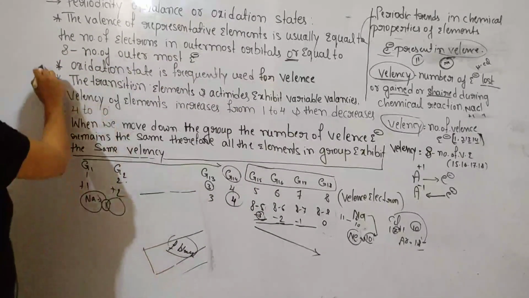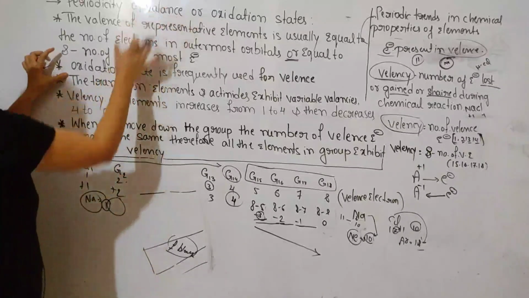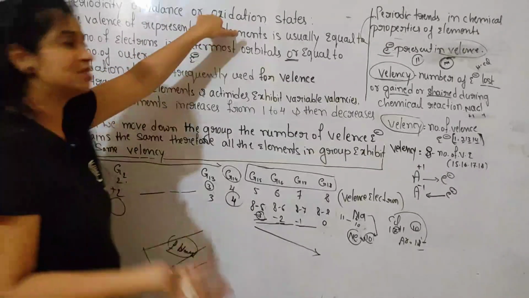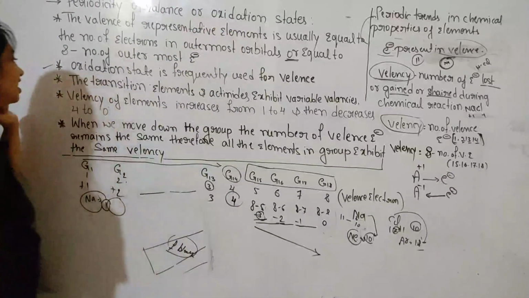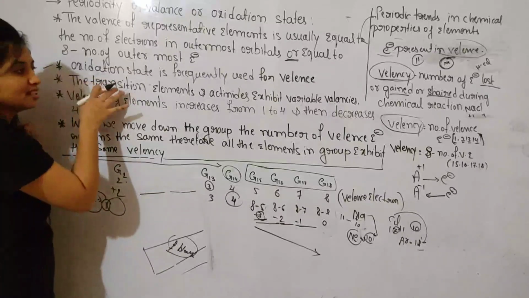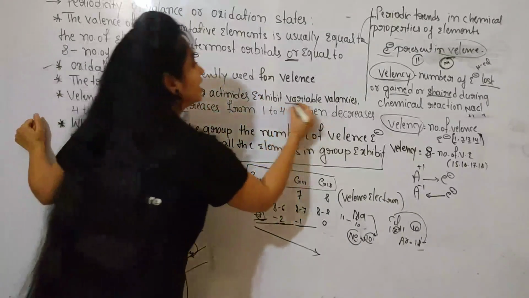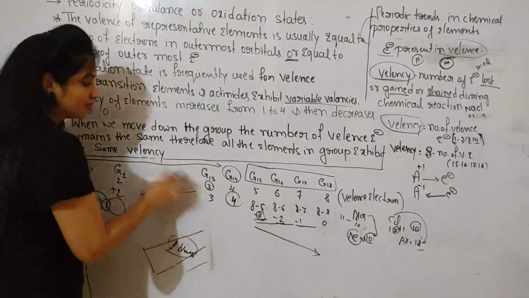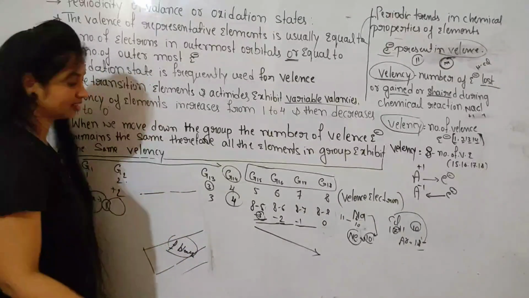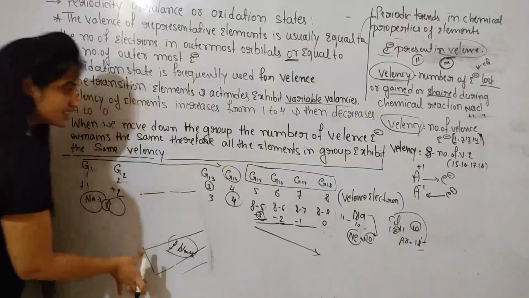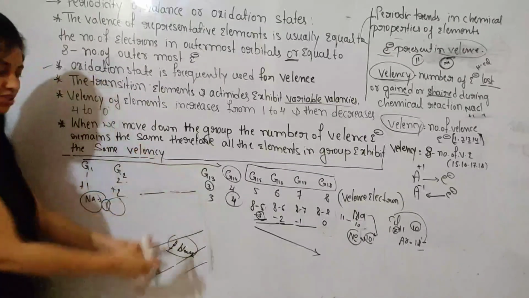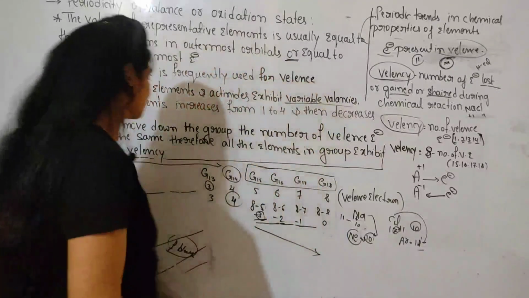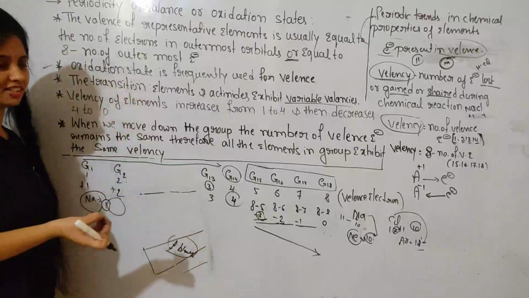And the next point is that oxidation state is frequently used for valence. Oxidation state is also used for valence. And next, the transition elements and the actinides exhibit variable valencies. I already told you, here I am not talking about the transition elements and the actinides because these elements show variable oxidation states or variable valency. So this is a little bit complicated.